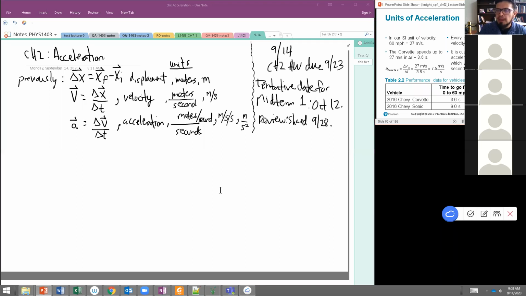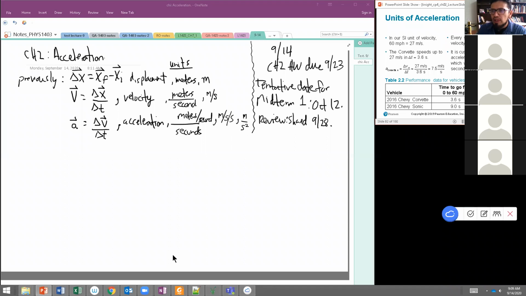And so this is the type of concept that's most relevant when you're speeding up and slowing down, because that's essentially what we're doing. On the table here on the right, we have some specifications for two different kinds of cars. We've got a Corvette that can do 0 to 60 miles an hour in 3.6 seconds. Whereas if you compare that to a Chevy Sonic, which is a much smaller car with a much smaller engine, the best it can do is 0 to 60 miles an hour in about 9 seconds. So you can see the Corvette can speed up to 60 miles an hour almost 3 times faster than the Sonic can.